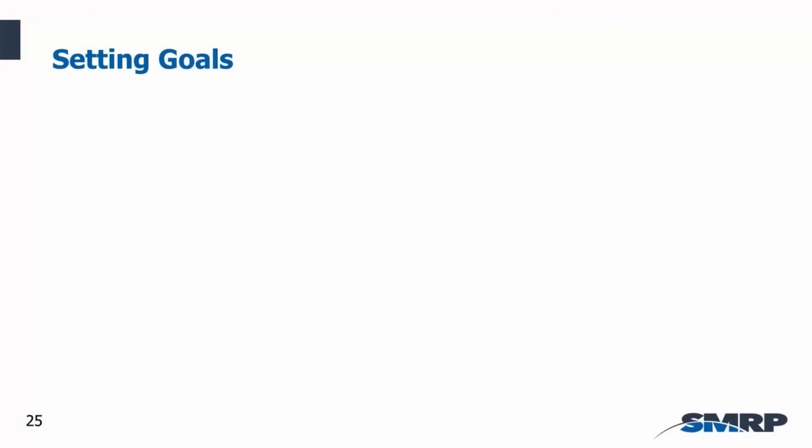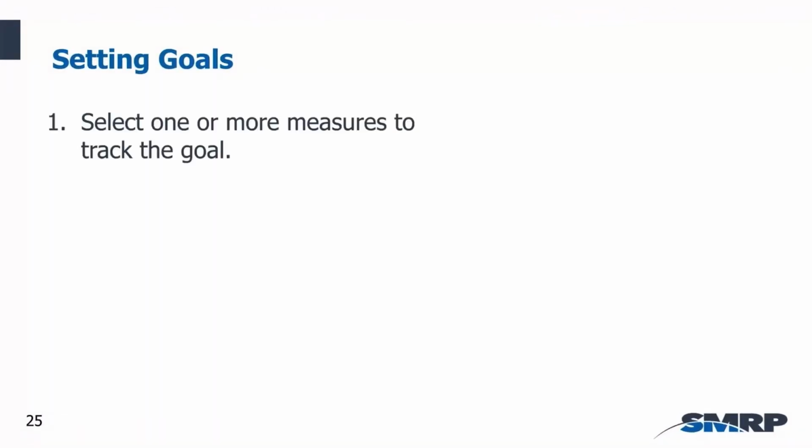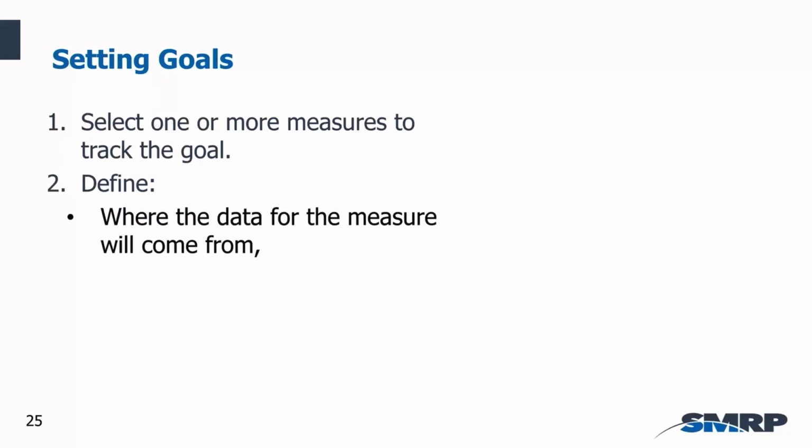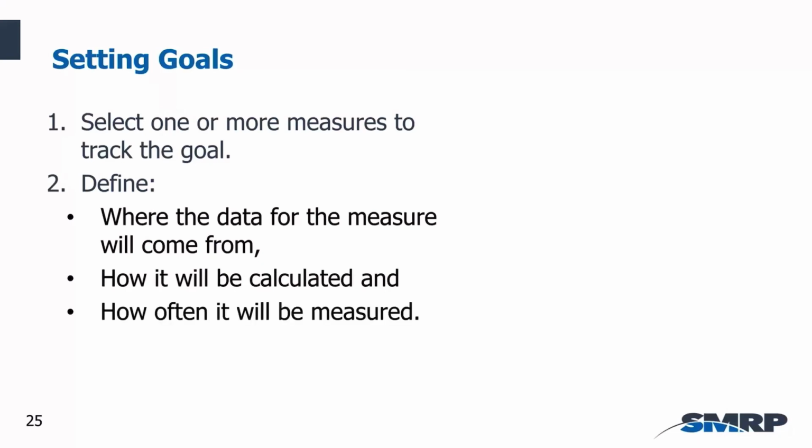So when you're setting goals, the first thing you do is select one or more of the measures that we want to track as a goal. We then have to define where the data for the measure will come from, how it will be calculated, and how often it will be measured. Having these standards in place makes it harder for different business units or different groups to game the system. If you have one methodology for how we collect the data, how we calculate it, and how it will be measured, then it's much harder for people to game the system.